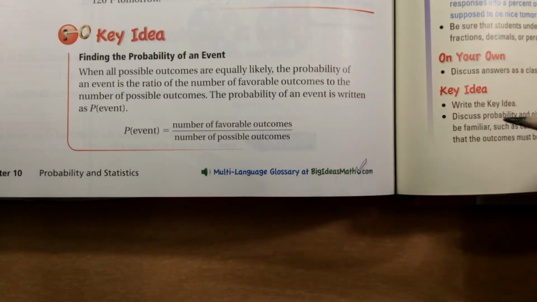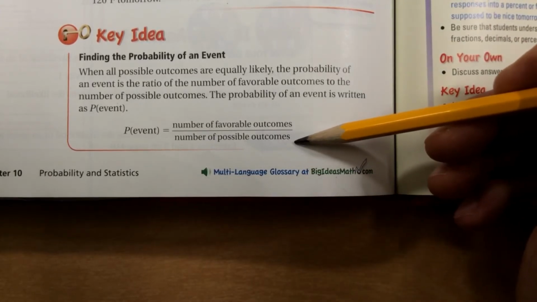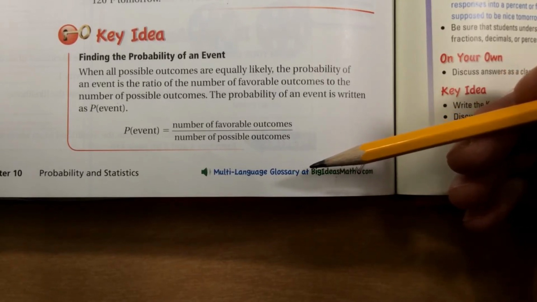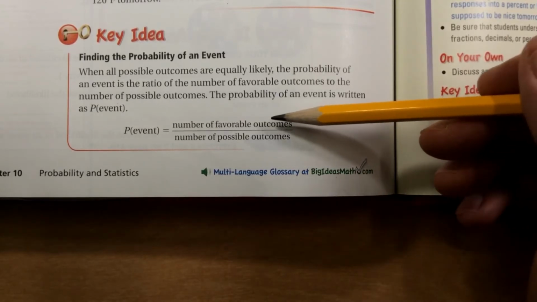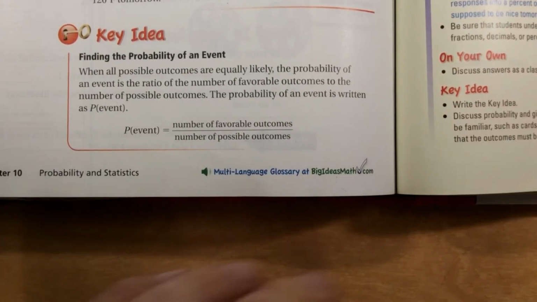What about of me rolling a 3 on a die? Well, how many things could happen? 6 things could happen. So 6 goes on the bottom. How many of those things are a 3? Only one of them. So I have a 1 out of 6 chance of rolling a 3 on a number cube or a die.